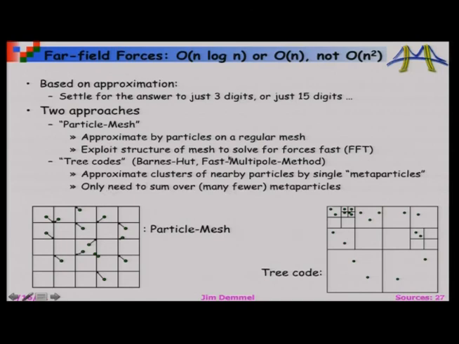But if it's a more general problem, then what you do is, as I said, you approximate each cluster of points by a new point, a metaparticle. It's at its center of gravity with its total mass. And if it's far enough away, that's a good enough approximation. And so those are called tree codes. And as I said, those are also widely adopted. And they drop the complexity from n squared to order n or n log n. And these have also been parallelized in great detail.